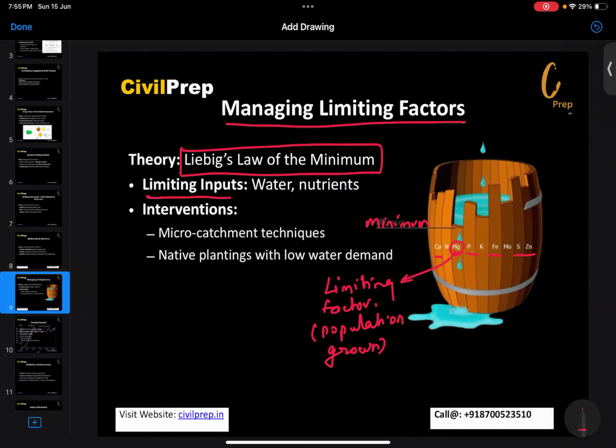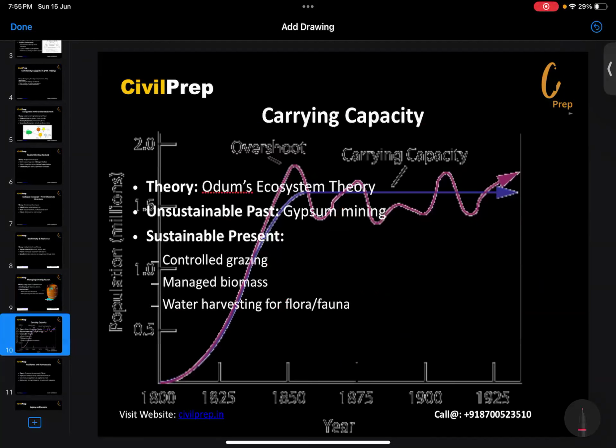For example, limiting inputs can be water, or various nutrients. Interventions like micro catchment techniques and native planting with low water demand can be done here. Then next is carrying capacity. This is also an important law. This forms part of the Neo-Malthusian theory.